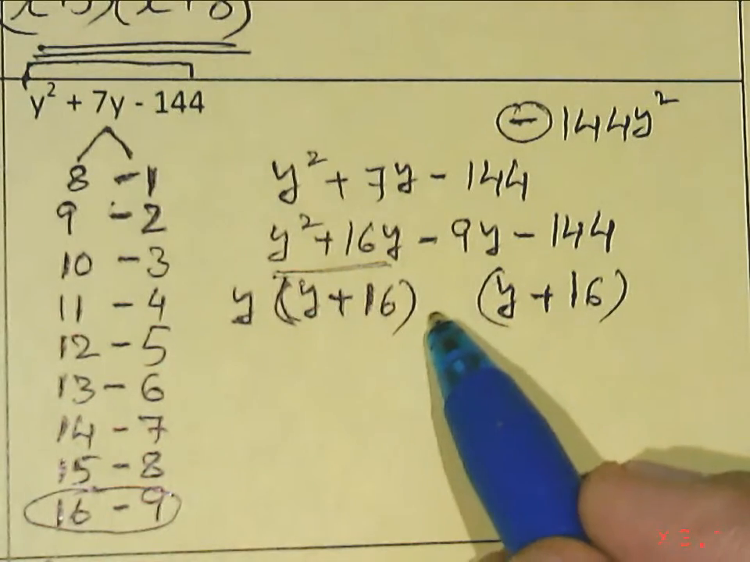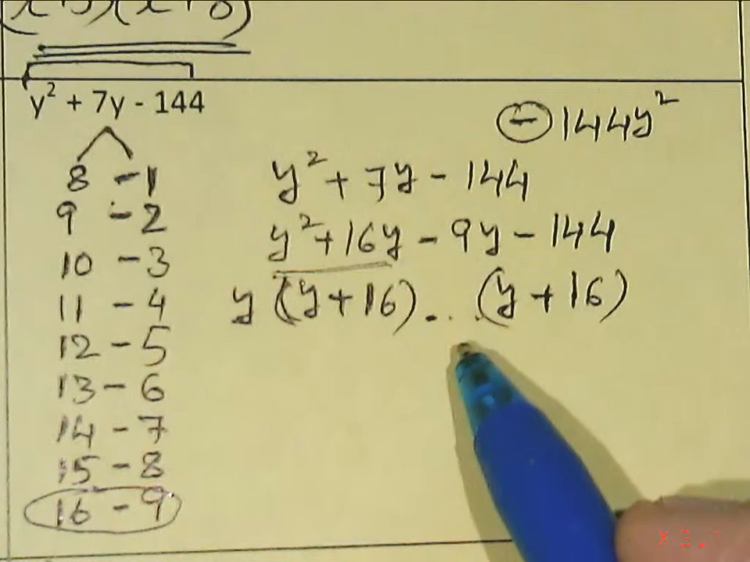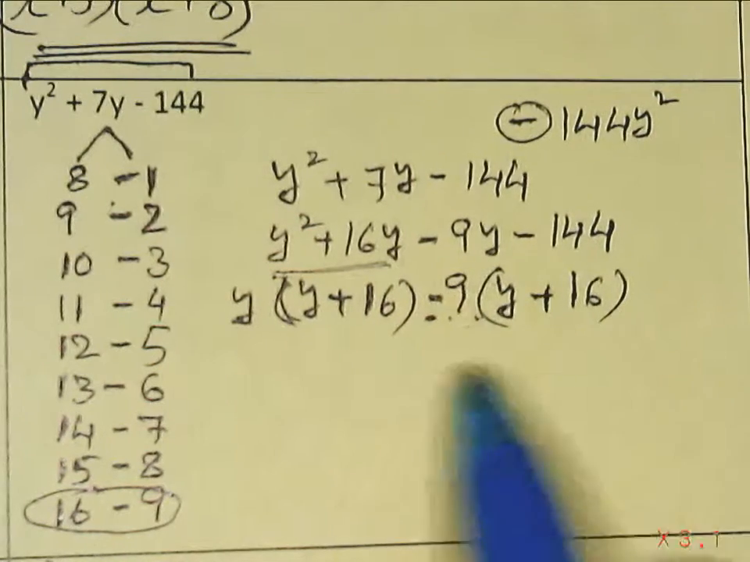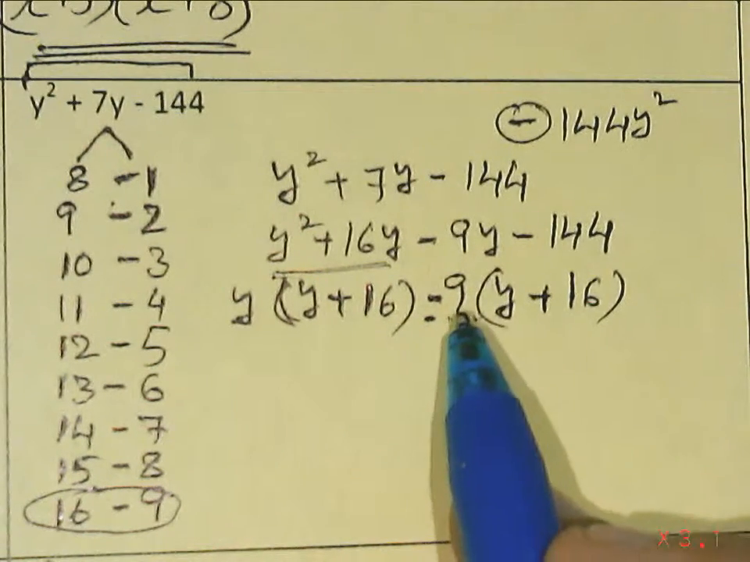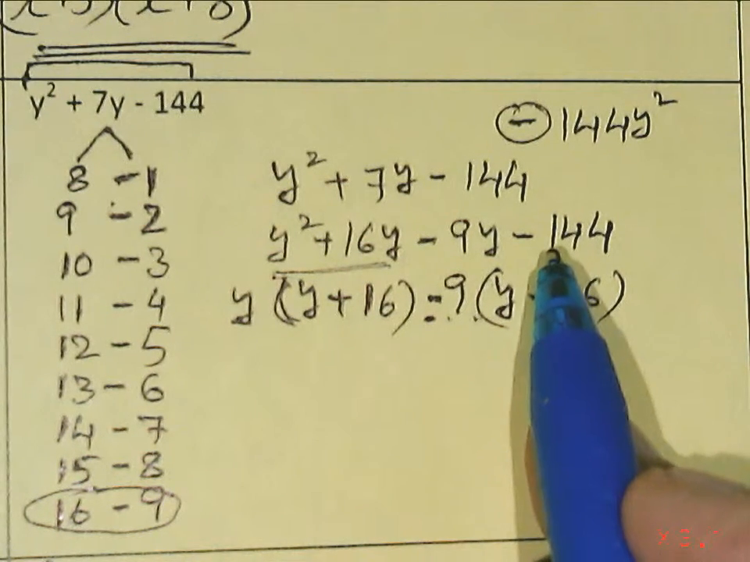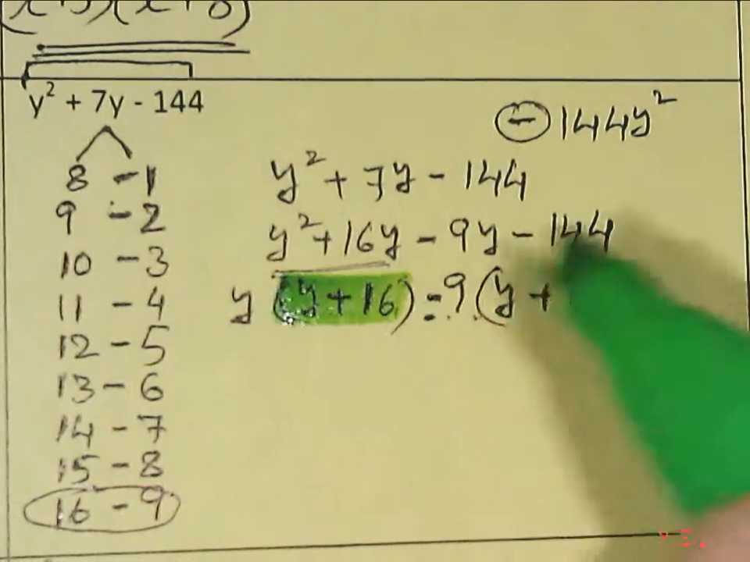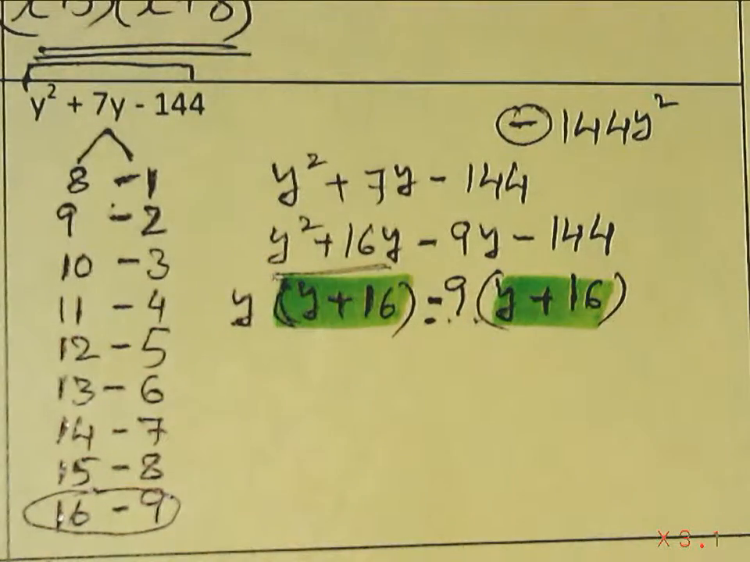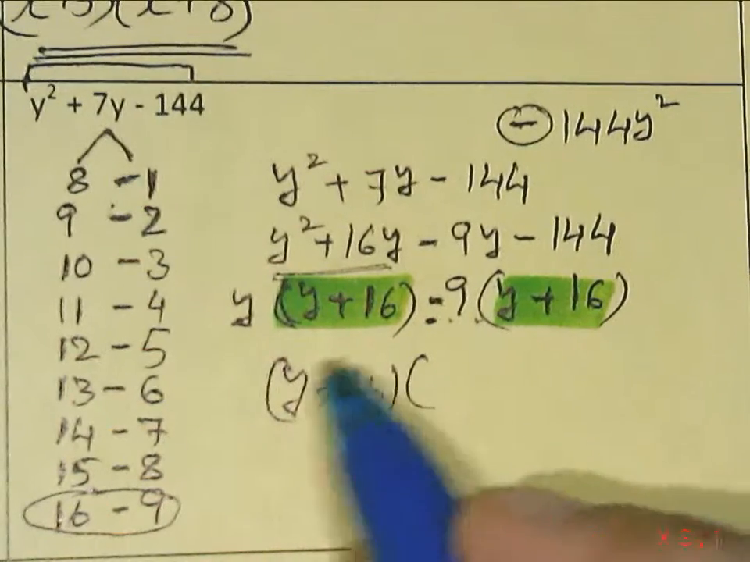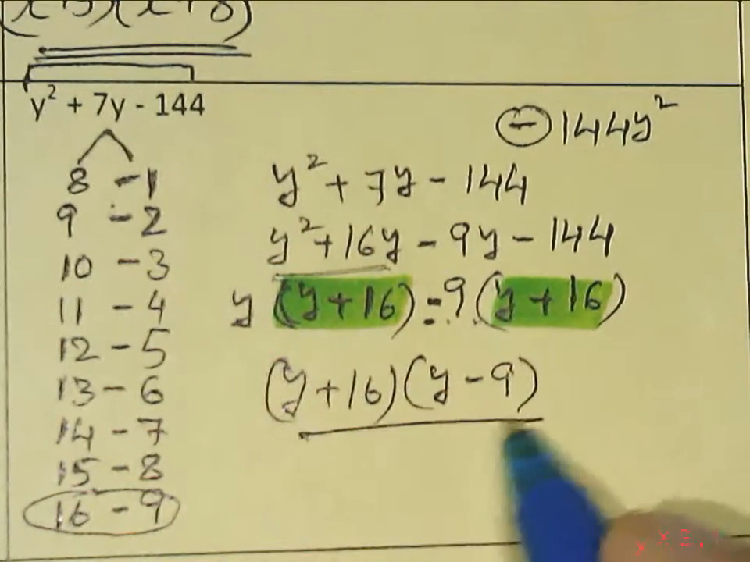Now, can you guess what number I have to multiply in order to equate with this one? Which 9? Is it positive 9 or negative 9? Negative 9. 9 times y is 9y. 9 times 16 is 144. Negative times positive makes negative 144. You can use the calculator. Once again here, I see that y plus 16 is common. Therefore, if I pull out y plus 16, I am left here with y and with negative 9. So this is the final answer.